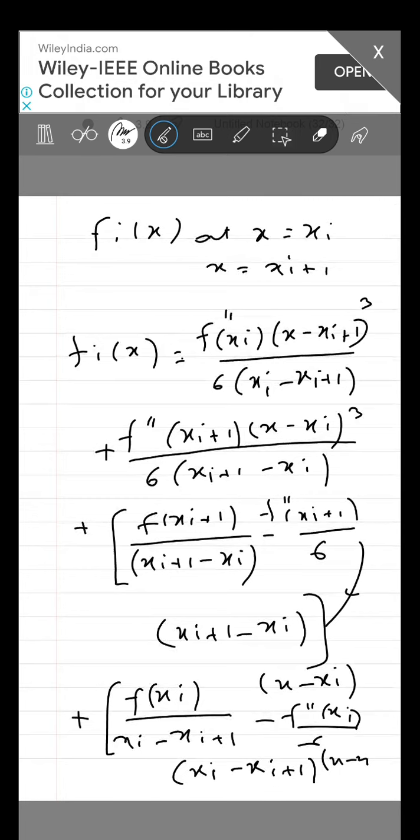So this is actually the cubic form of the equation which is used.